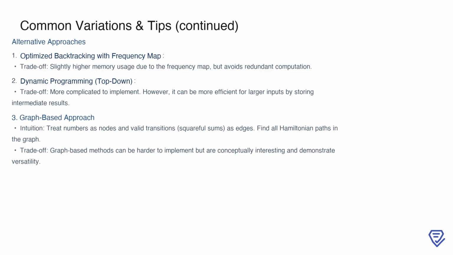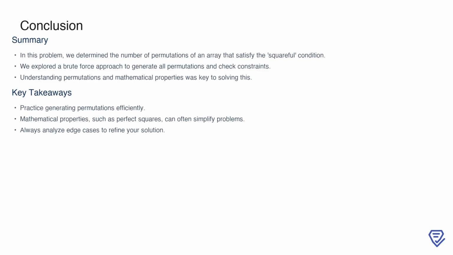Lastly, you can consider a graph-based approach. Here, the numbers are treated as nodes, and valid transitions, where the sum of two numbers forms a perfect square, are treated as edges. The goal is to find all Hamiltonian paths in this graph. Although this method can be harder to implement, it offers an interesting conceptual perspective and showcases your versatility as a problem solver. Each of these alternatives comes with trade-offs, so it's important to choose the right one based on the problem's constraints and requirements.